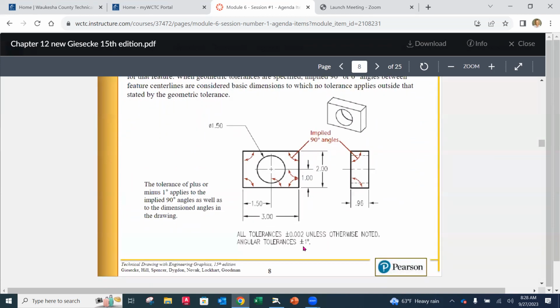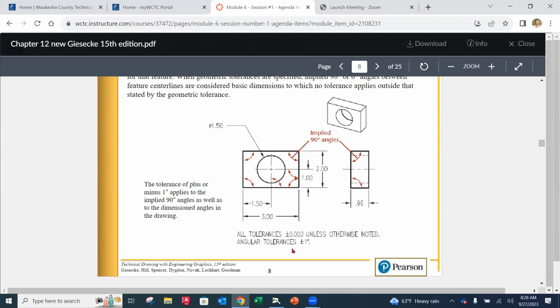In the WCTC title block, we have the standard title block tolerance for angles to be what? Tell me what they are. You should know these. Nope. Not plus or minus 5 degrees, plus or minus 0.5, a half a degree. Okay. That's a very common one. In this one, they have it plus or minus a degree.